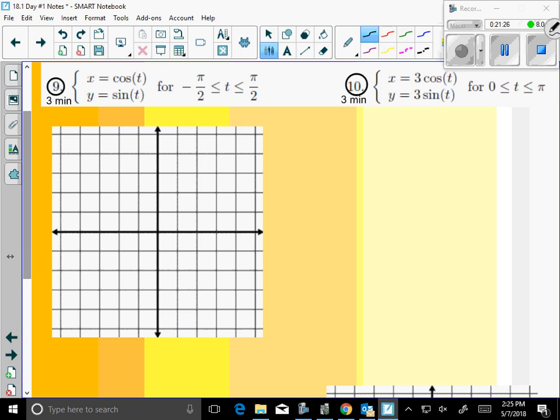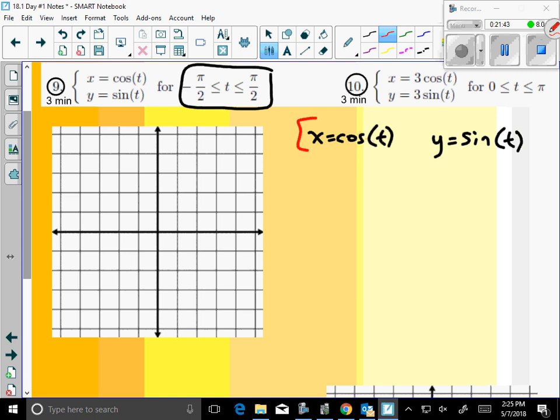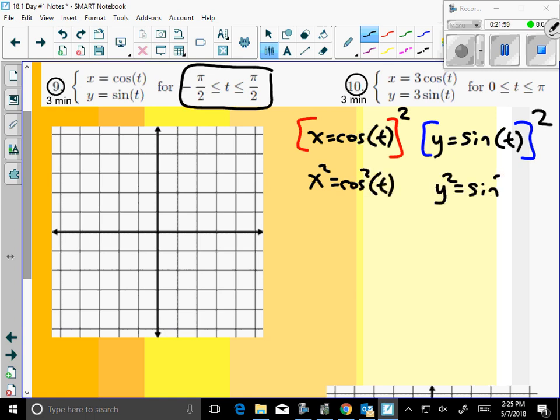So these, when you have trig functions involved, however, there is a restriction here, so I'm guessing I'll have half of a circle. When you have trig functions involved, what you want to do is you want to be careful, and you want to use identities that we know. And what I'm going to do here is I'm going to turn this into something I know. I'm going to take these both to the second power. So I'll get x squared equals cosine squared t, and I'll get y squared equals sine squared t.